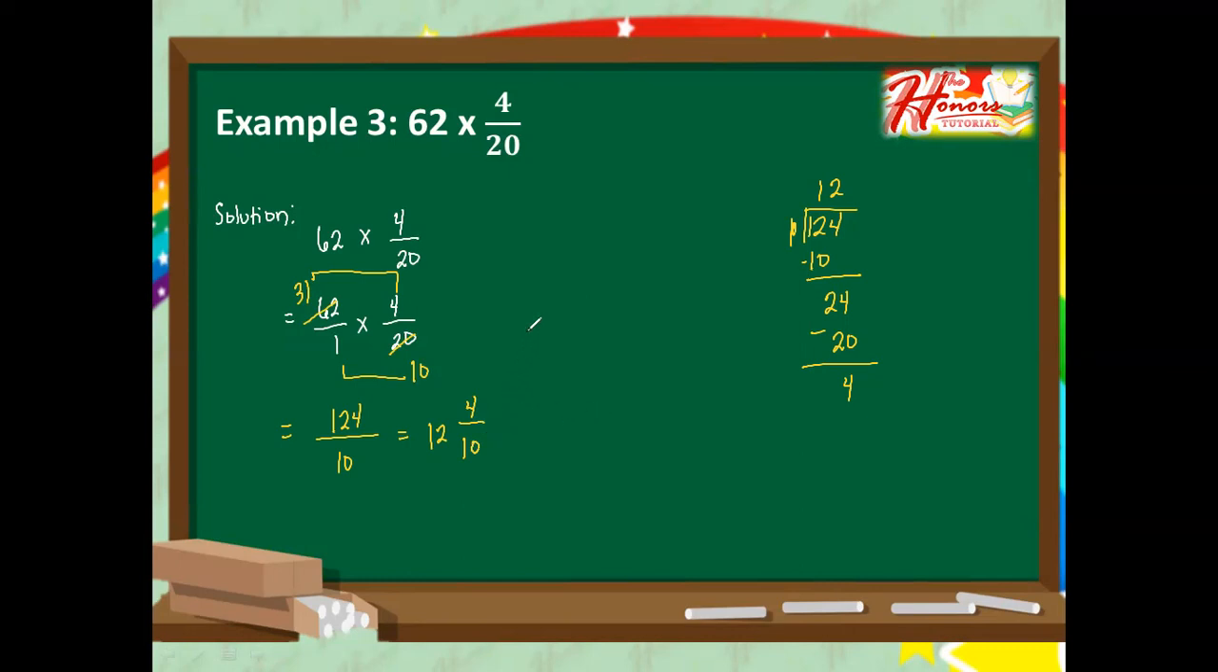Is this the final answer? No, because there's still a number that can divide 4 and 10 at the same time without remainder. And that is 2. So therefore, we have here 12 and 4 divided by 2, that's 2. 10 divided by 2, that's 5. 12 and 2 over 5. And this is our final answer because 2 over 5 is a proper fraction. No need to change that into a mixed number. And there's no number that can divide the numerator and denominator at the same time without remainder. So that's it for our topic.